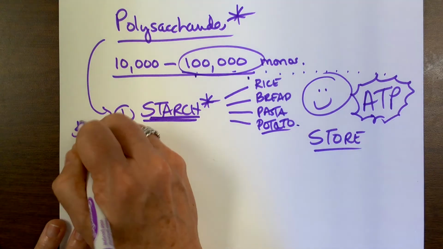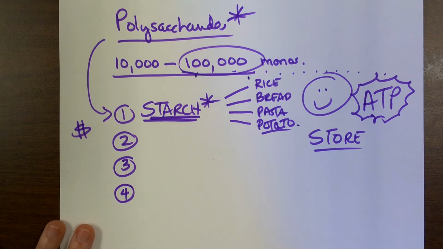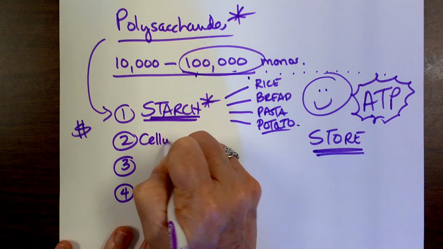Just like if this was money, okay, this would be a $100,000 paycheck. You're just going to give that away? No, you're going to keep it and you're going to store it because you never know when you'll get that next $100,000 paycheck. All right, second one is cellulose.